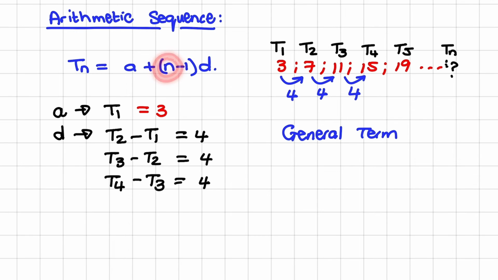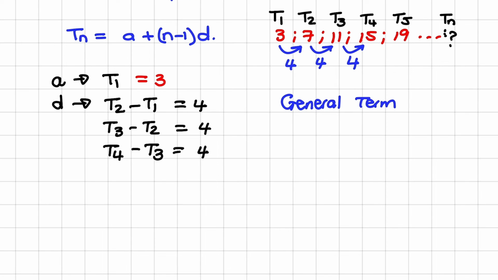Now n represents the term number, and we are trying to find a general rule in terms of n. So in our example of 3, 7, 11, 15, and so on, we can find the general term by plugging the values of a and d into this equation. So a is equal to 3 and the d value is equal to 4.